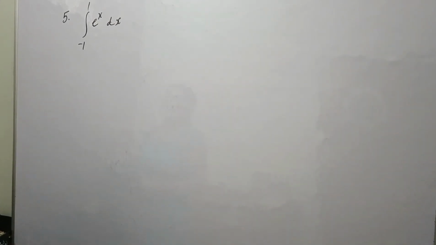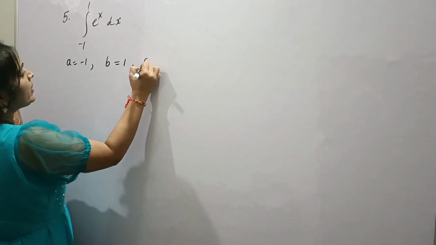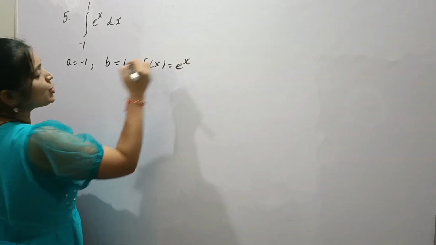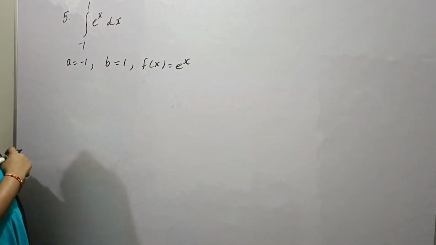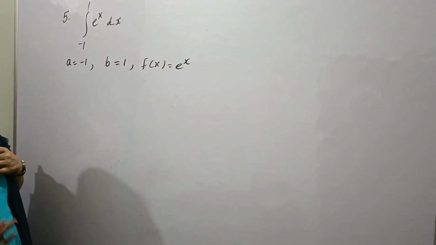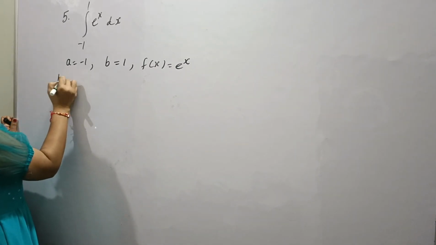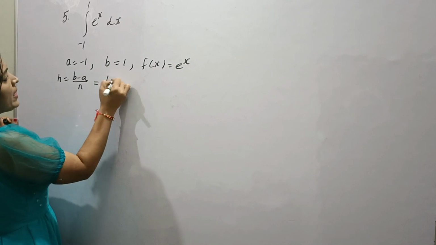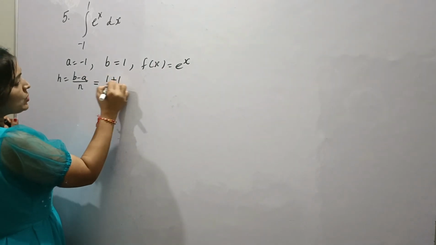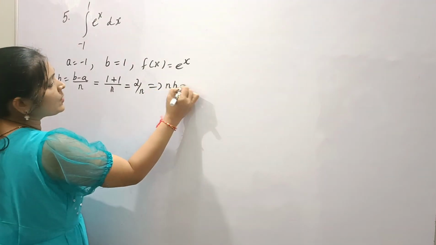Integral minus 1 to 1 e raised to x dx. a is equal to minus 1, b is equal to 1, f of x is equal to e raised to x. Very important question. So here evaluate integral minus 1 to 1 e raised to x dx as limit of a sum. Okay. So first of all, let's find h is equal to b minus a divided by n, that is 1 plus 1 divided by n, that is equal to 2 by n, that implies nh is equal to 2.